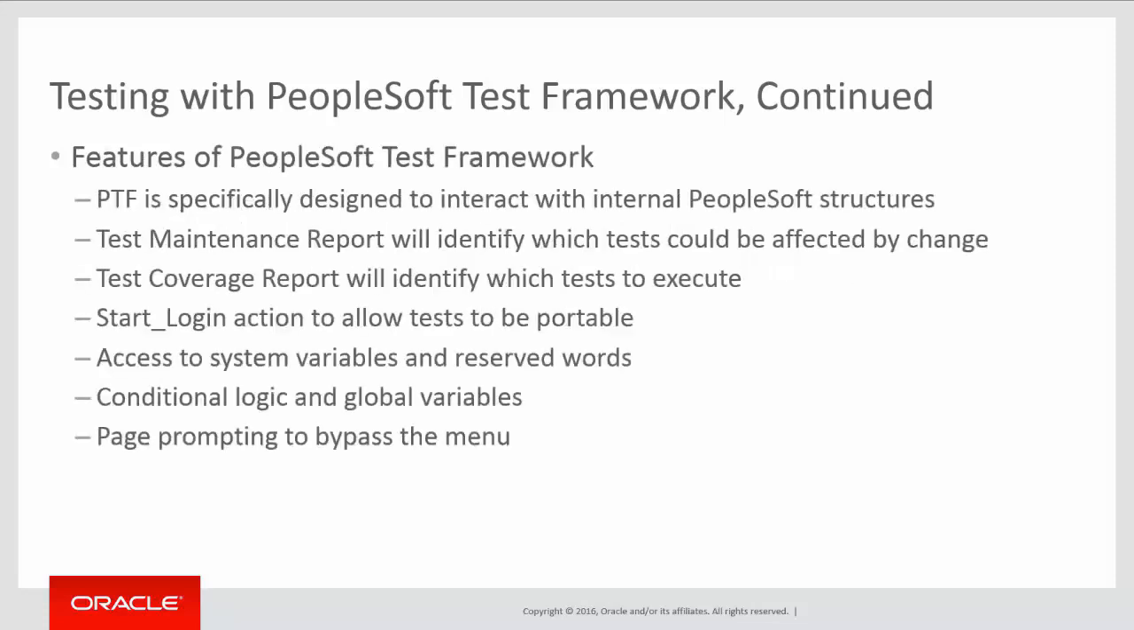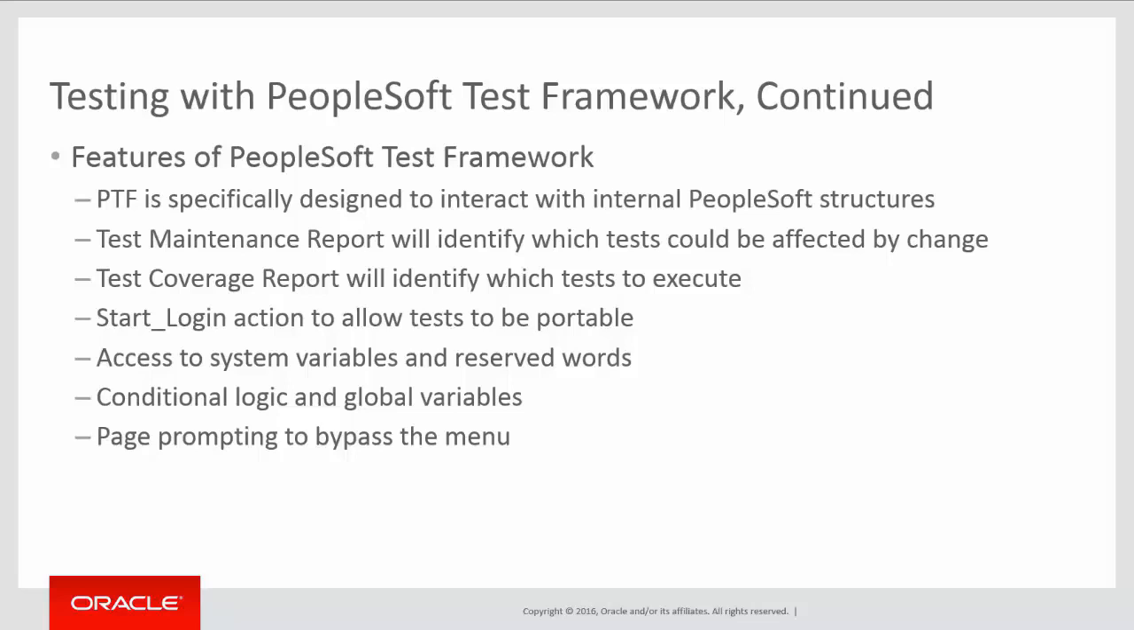Finally, let's look at some of the features that PeopleSoft Test Framework has that are not available in other automated testing tools. I've already talked about the test maintenance report and the test coverage report. The test maintenance report is useful to identify test cases that may have been broken as a result of maintenance being applied. The test coverage report identifies the tests that should be run as a result of applying maintenance. The test coverage report is also useful for identifying gaps in testing.